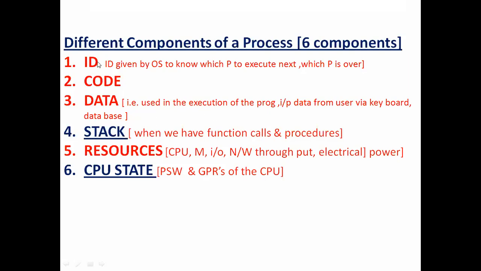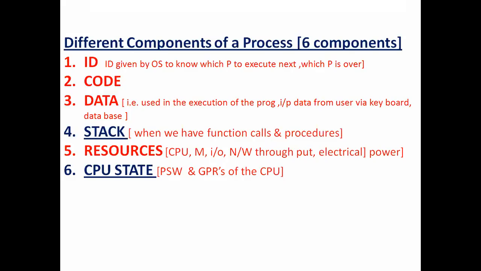With the help of this particular ID, the operating system will be able to identify which process is to be executed next. Once a process completes execution, the OS will come to know which process execution is over, and it will access the next process. So the CPU will be given to the next process for execution.